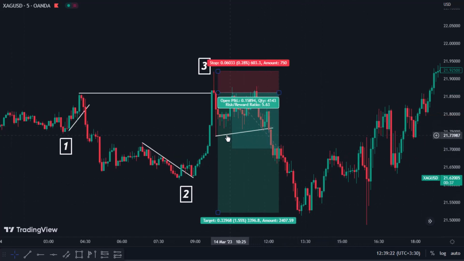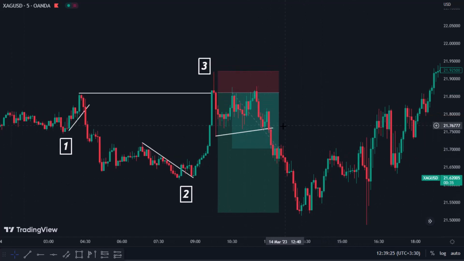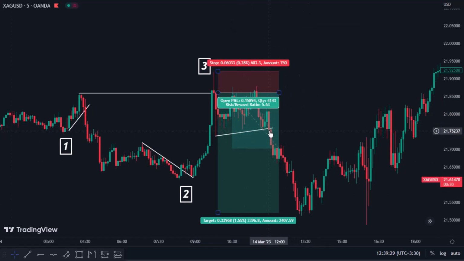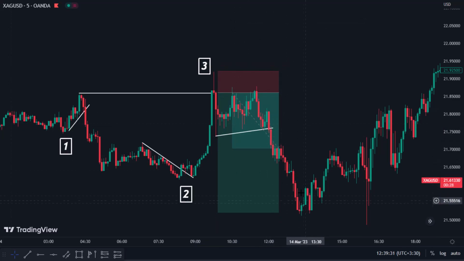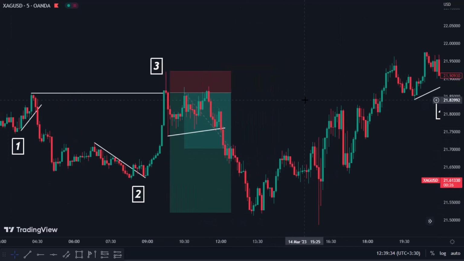We could also enter a sell position with more safety on this trend line too, with the break of it here, and put our stop loss above the candle there and go for risk reward 2.